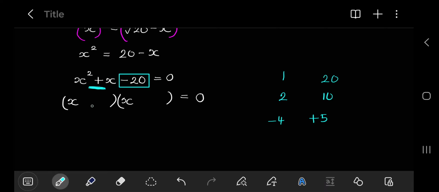So in one bracket, we will have x minus 4. In the other bracket, x plus 5. So now that we've got our factors, we would equate each bracket to 0 and solve for x.